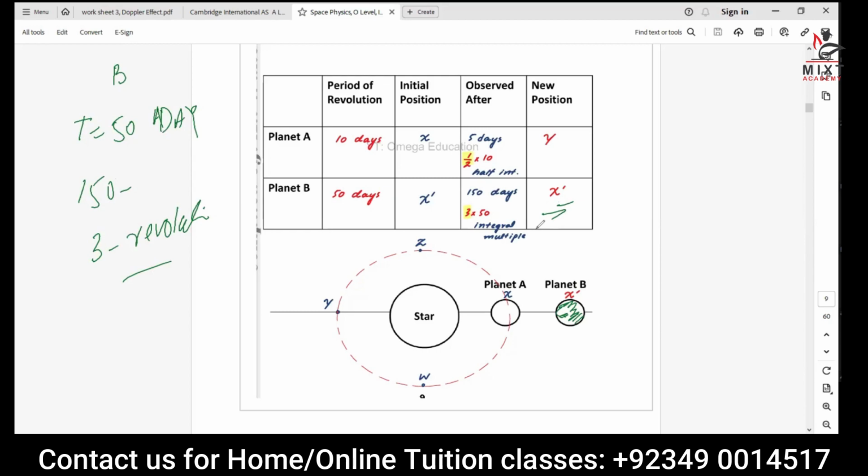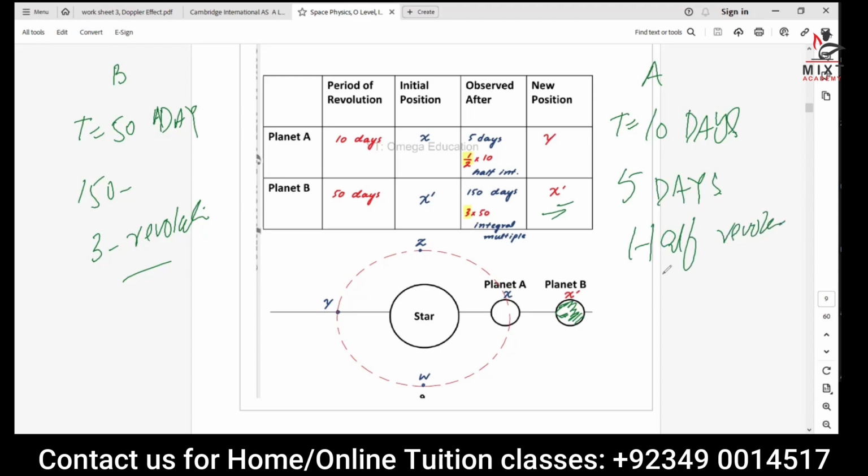And also there is an example of another planet, A. Its time period is 10 days. And after 5 days, it will complete half revolution. Half revolution. That is known as half round trip, right?